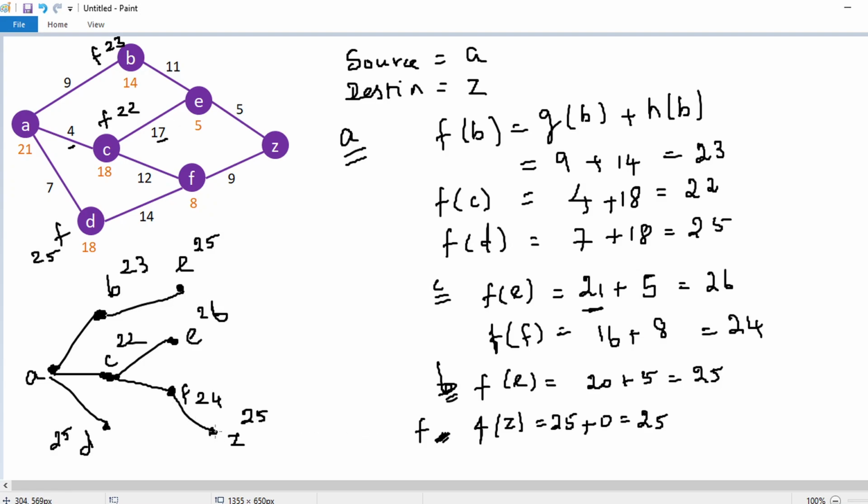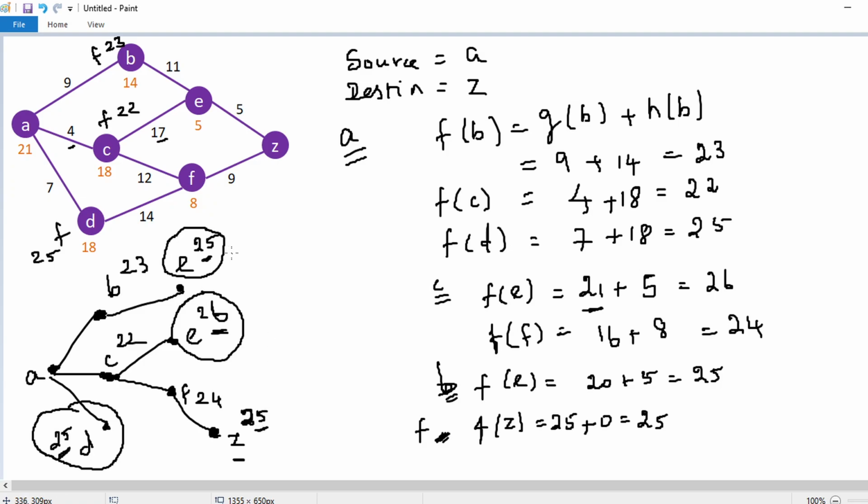Okay. So now if I take this path, that is saying 25. So now if you see, we have 25 here, 26 here, we got 25 here, we got 25 here. So these all still need to expand. We can expand that because we didn't touch Z here. This is 26. The destination is Z. This is reaching the destination. It is 25.